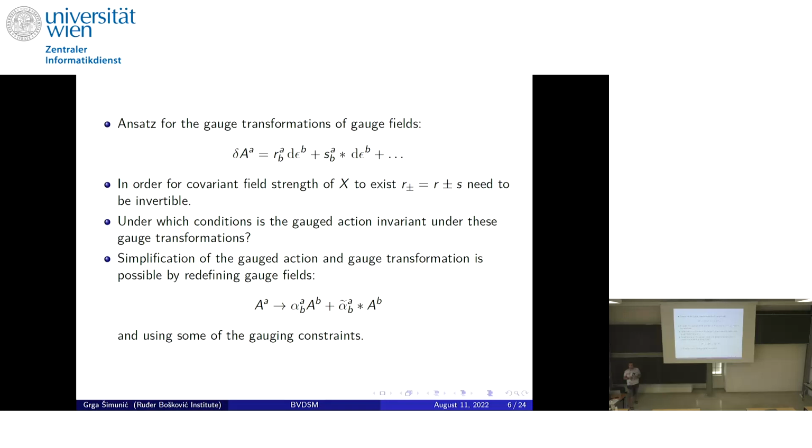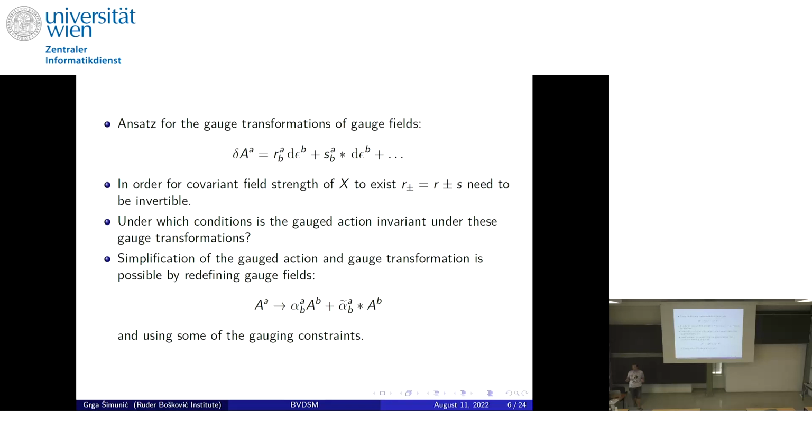So one thing that we do need is to be able to construct the covariant field strength of X if we want to have a diffeomorphism invariance. And it turns out that in order for this to be possible, the R plus minus S that come from this gauge transformation need to be invertible when you think of them as matrices or operators, whichever way you like to think. If they are not invertible, then the covariant field strength is just impossible to construct. So diffeomorphism invariance fails. So from now on, I'm assuming they are invertible. The next step then is to find the compatibility condition and constraints on all of this gauging data.